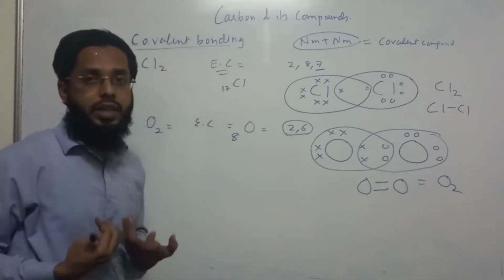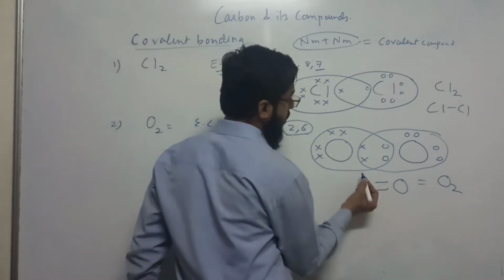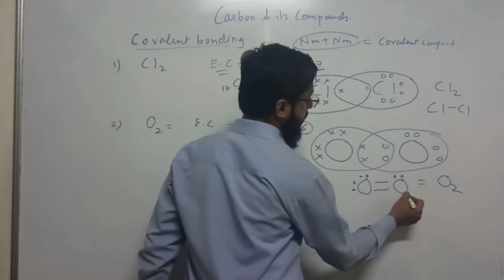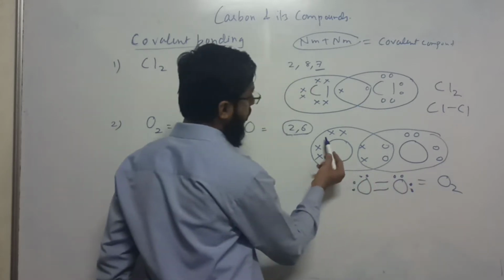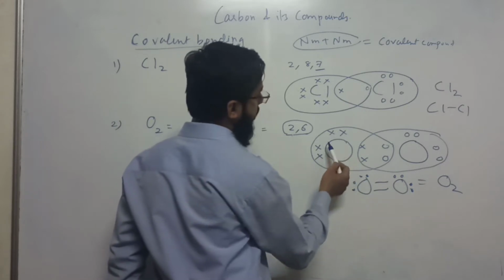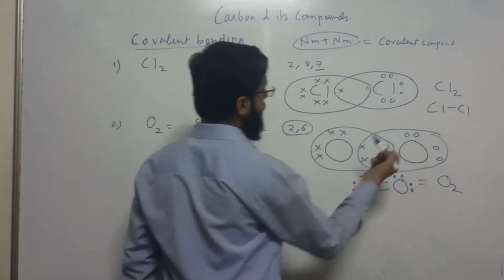The oxygen which we breathe is actually O2, and these electrons can also be shown in this way. These were participating in the bond formation. These were not. These are called lone pairs of electrons.